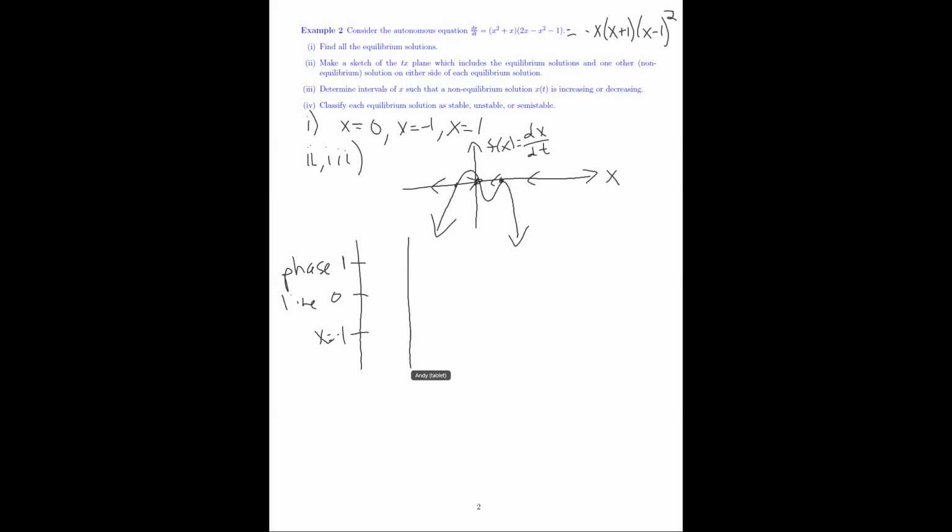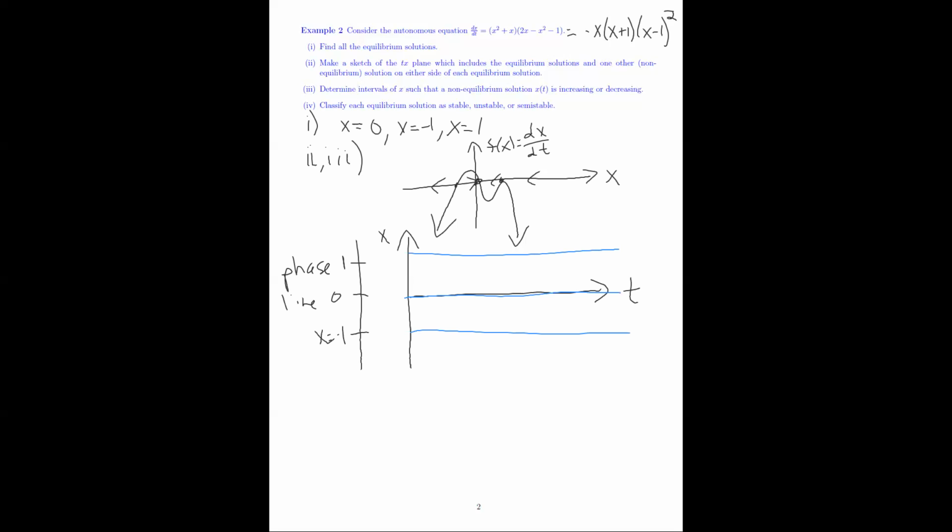Let's draw in our tx plane, and our actual solutions to the differential equation will be drawn in on this tx plane. We have 3 equilibrium solutions, so let's draw those now. And then we can draw our non-equilibrium solutions based on this phase line.